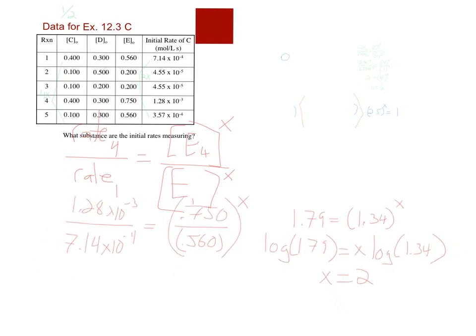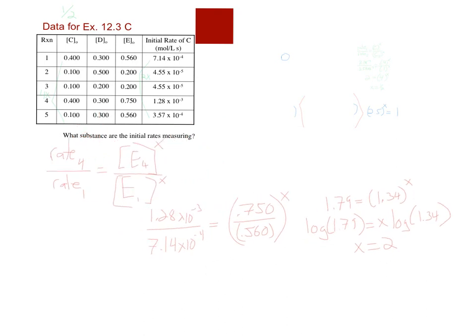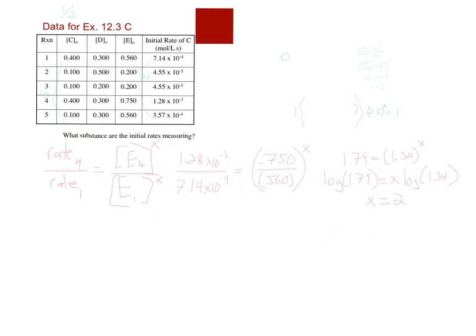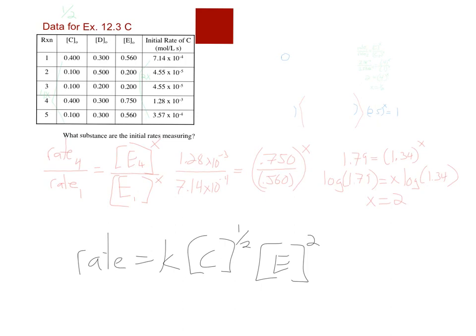So when all is said and done, I get a rate law there. If we went through everything, rate equals K, C is to the 1/2 order, D is 0 order, and E is a squared relationship. So there is my rate law. We had to go through all of that just to get to what the exponents are for each individual species.